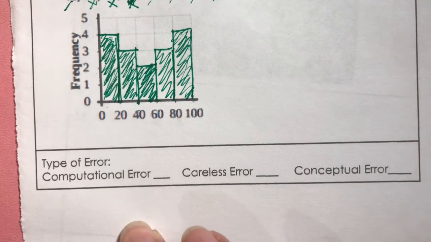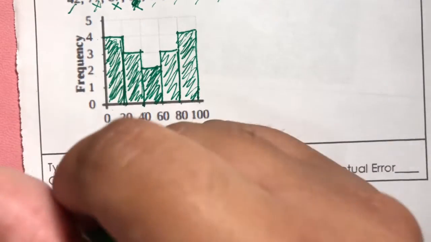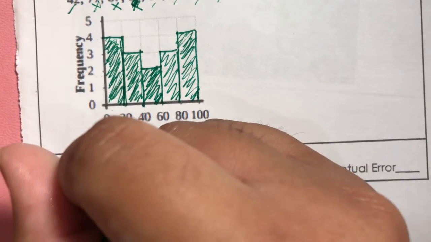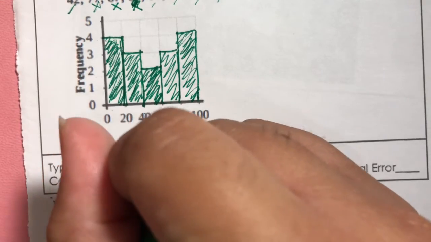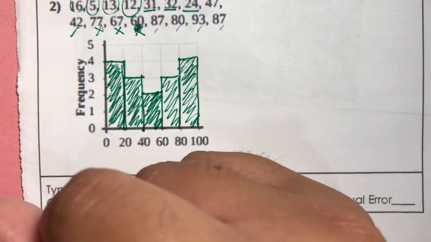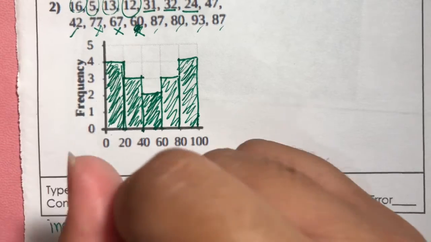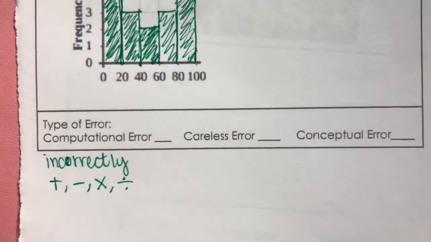A computational error is an error where the person adds, subtracts, multiplies, or divides incorrectly. So meaning that you made some kind of computational error, like saying that 5 plus 5 equals 11 when in fact it equals 10. Okay, and sometimes that just happens, especially in math. Sometimes you're doing a bunch of math problems at the same time and you just make a computational error. Sometimes it happens, and that's okay.